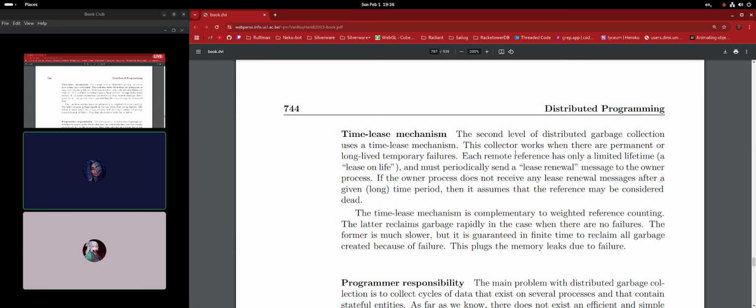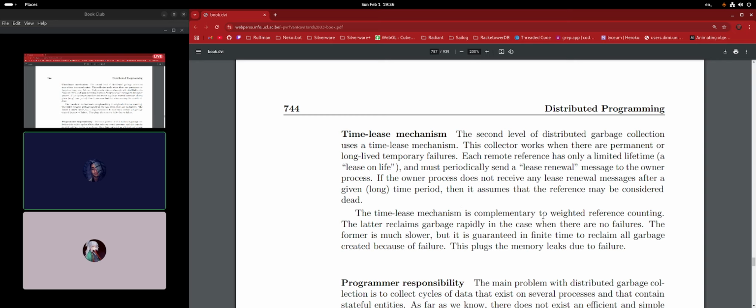Timeless mechanism. The second level uses time. This collector works when there are permanent or long-lived temporary failures. Each remote reference has only a limited lifetime and must periodically send a lease renewal message to the owner process. If the owner process does not receive any lease renewal messages after a given long time period, then it assumes that the reference may be considered dead.